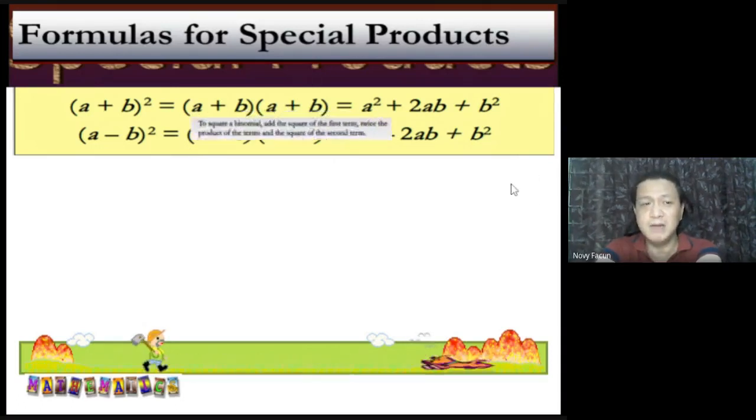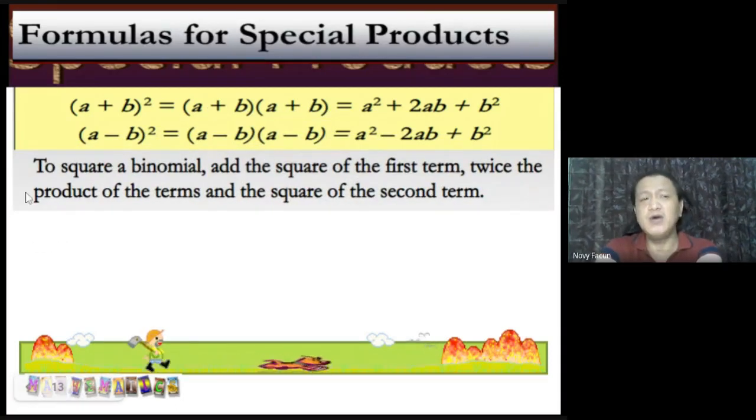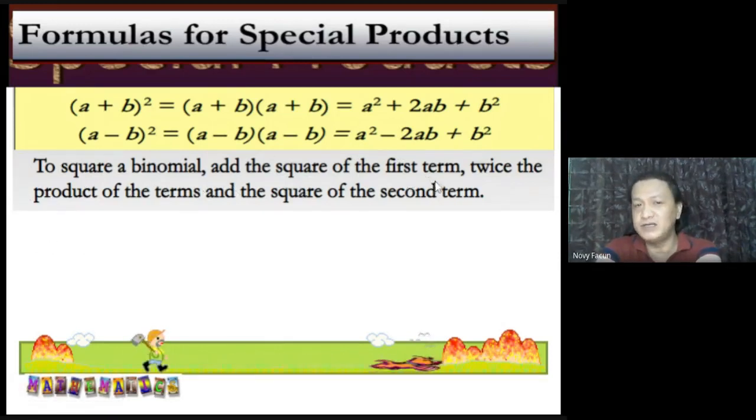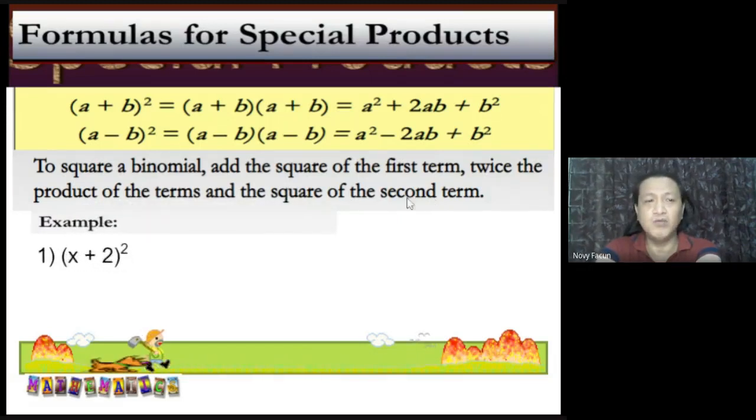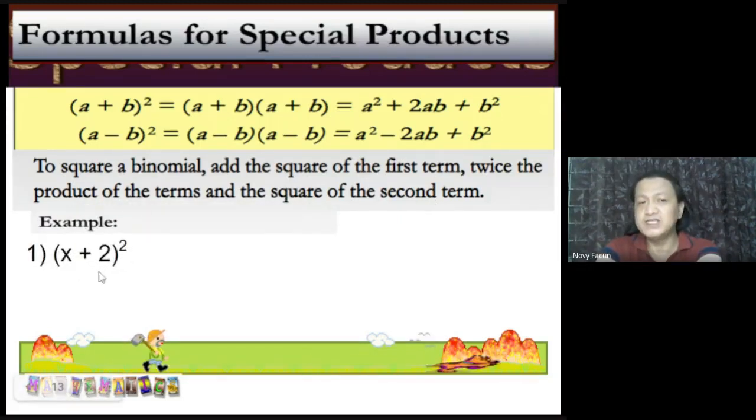So let's have example number 1. So meaning, you have to take note of this. The square of a binomial is the square of the first term, twice the product of the terms, and the square of the second term. Yun yung rules natin doon. And with that, let's have number 1. The given is x plus 2 squared.